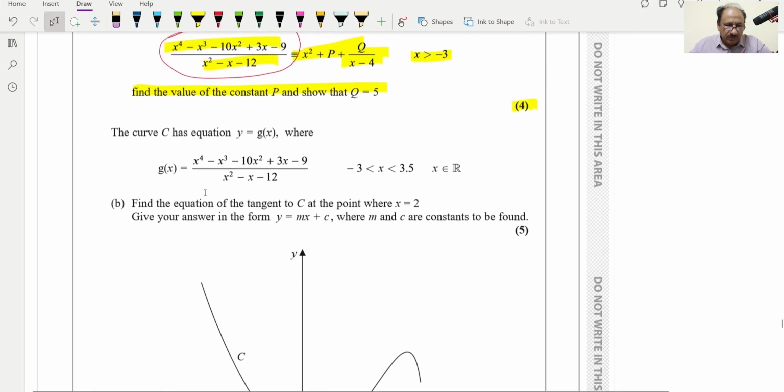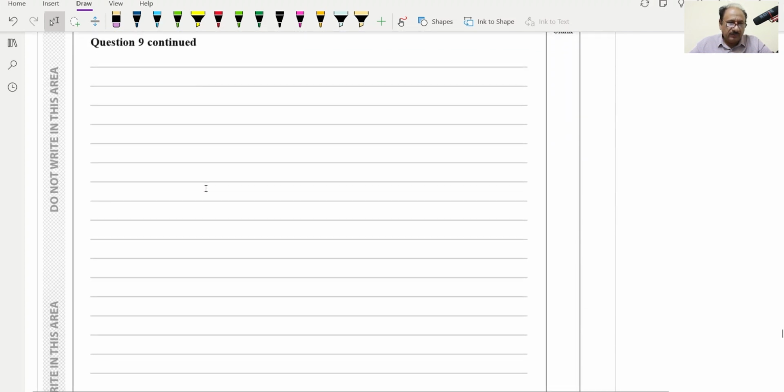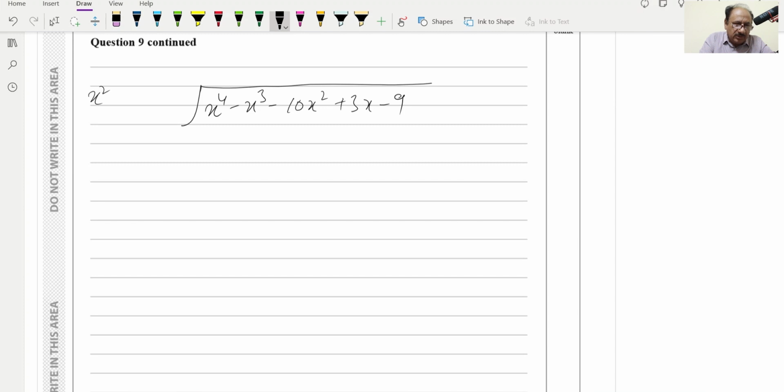We will actually divide this, so we can write over here and take the division. This is x4 minus x cubed minus 10x squared plus 3x minus 9, divided by x squared minus x minus 12. We need x4, so we will multiply this whole factor by x square and write here x4 minus x cubed minus 12x squared, and subtraction, changing signs. After changing signs we can cancel, the x4 is cancelled, and the next term x cube is also cancelled, and we will get 2x squared plus 3x minus 9.